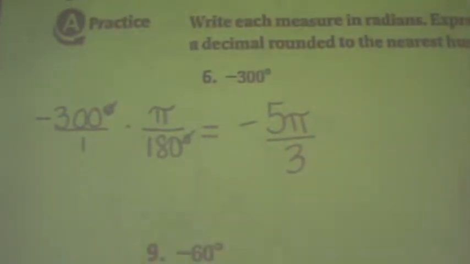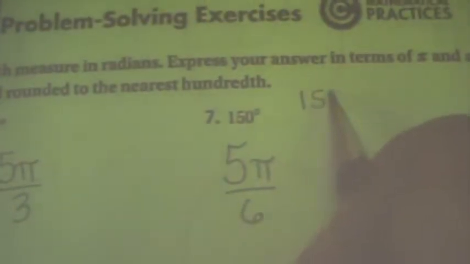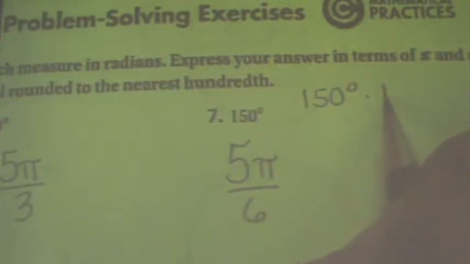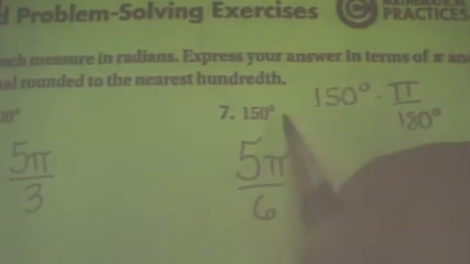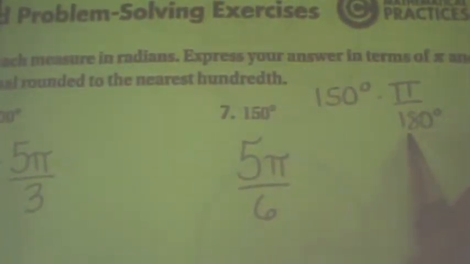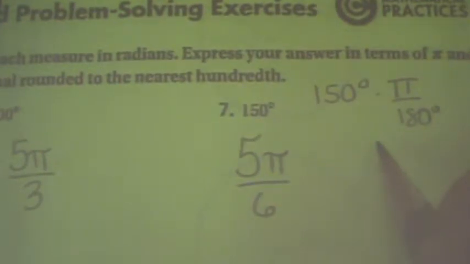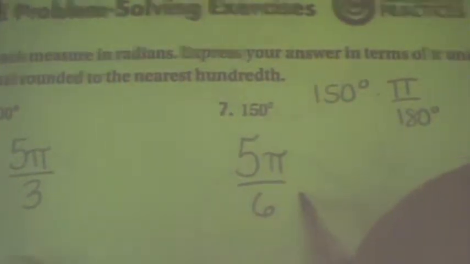Questions on those? So for number 7, all of these you're going to multiply by pi over 180. So 150 degrees times pi over 180. Is it always over 180 degrees? If it's degrees, it's pi over 180. And this one you should get 5 pi over 6.